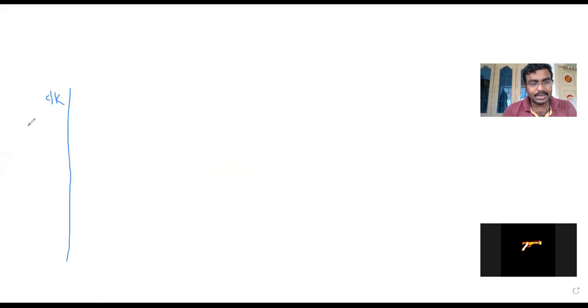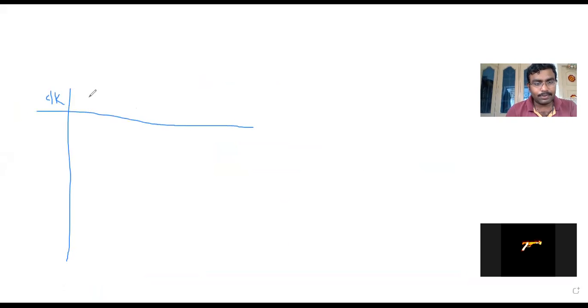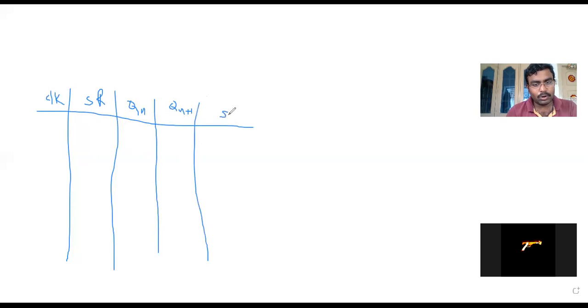In the truth table of an SR flip-flop, we have first the clock. The clock is followed by the two inputs in the SR flip-flop, set and reset, which are followed by the present state Q or Qn, which is followed by the next state Q of n plus 1. Open the truth table for the SR flip-flop, then we can easily understand. We also note what state it is going to be.